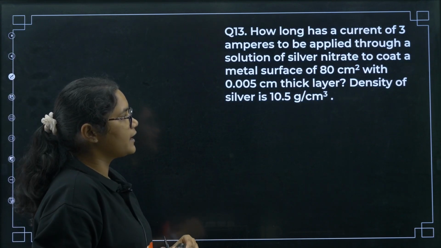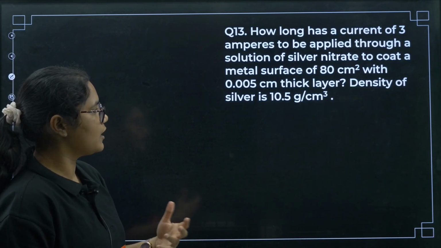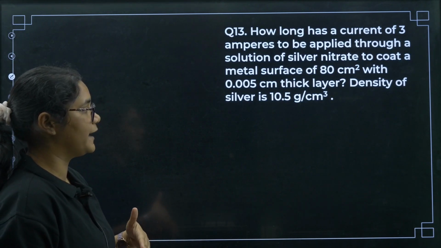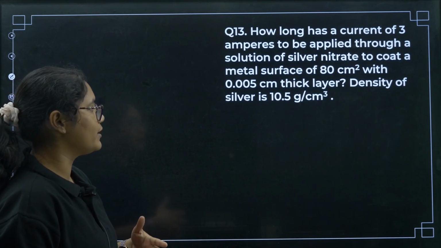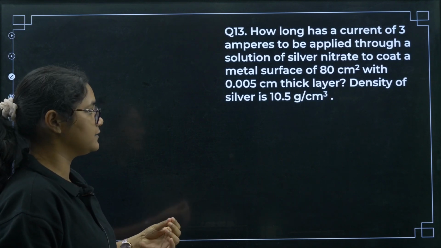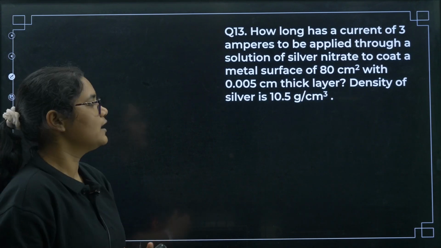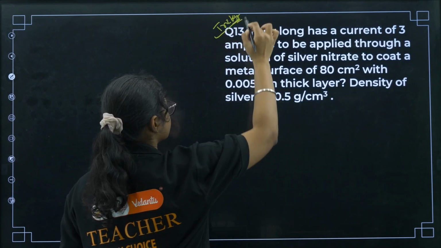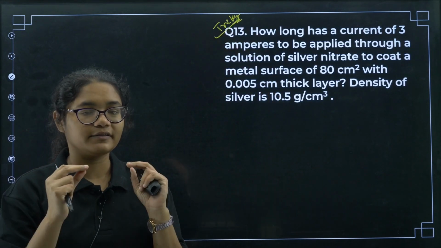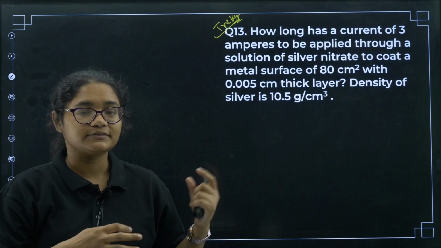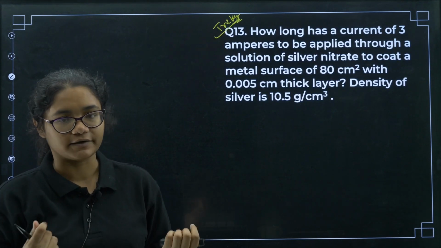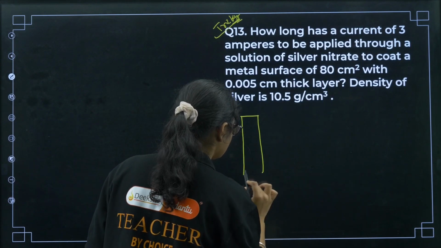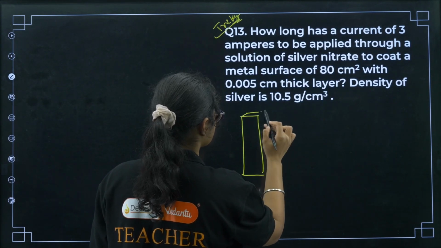Next, how long must a current of 3 amperes be applied through a solution of silver nitrate to coat a metal surface of 80 centimeter square with a 0.005 centimeter thick layer? The density is also given. This is also a bit of a tricky question. In this type of question, you have to first calculate the mass required.